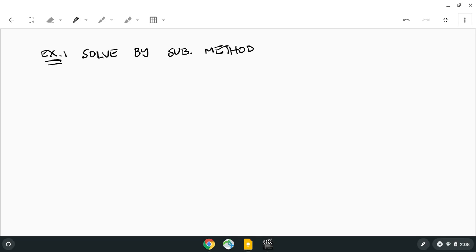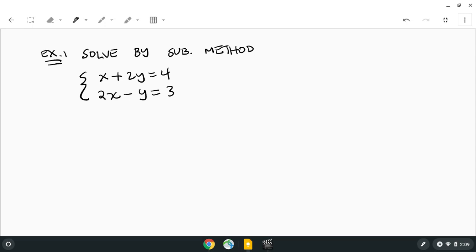Okay, suppose I have this system, x plus 2y equals 4, and 2x minus y equals 3. Okay, so I can't use the substitution method right off the bat because I don't have an equation that is solved for one of the variables.